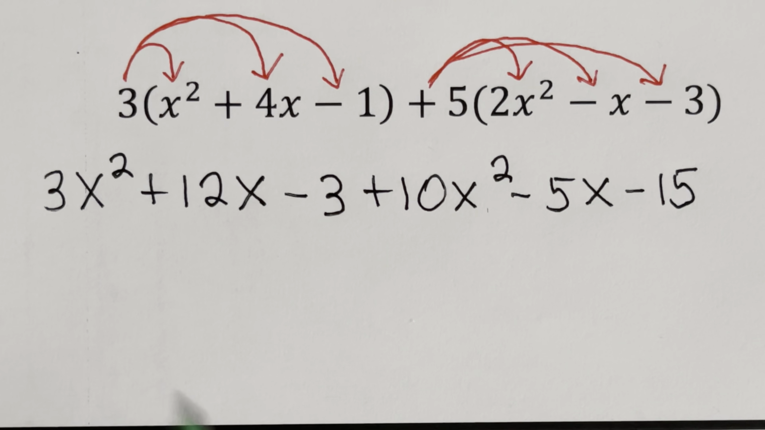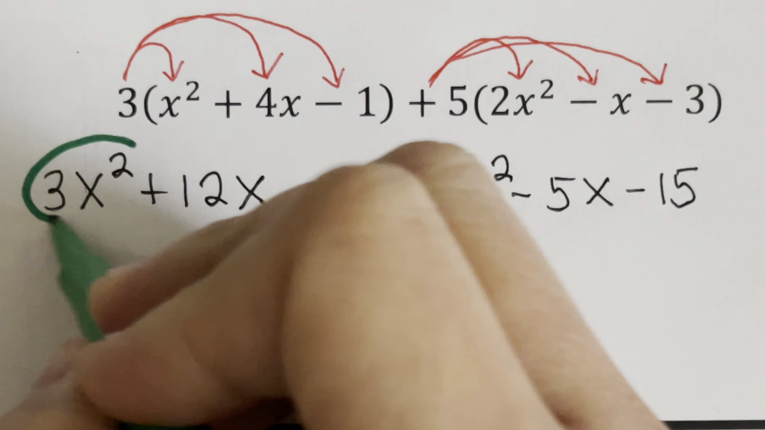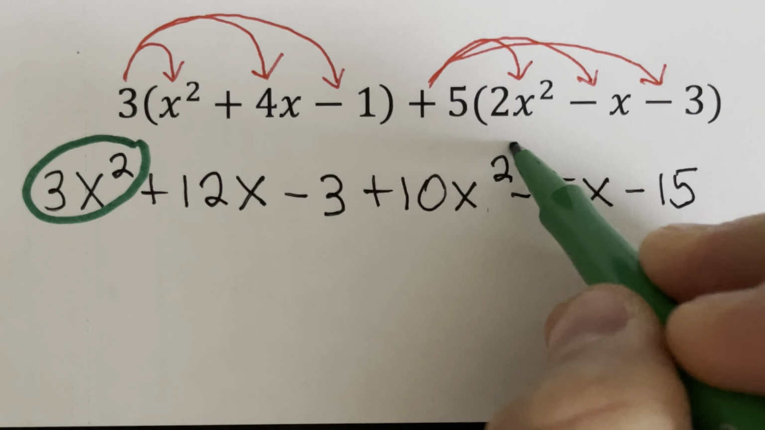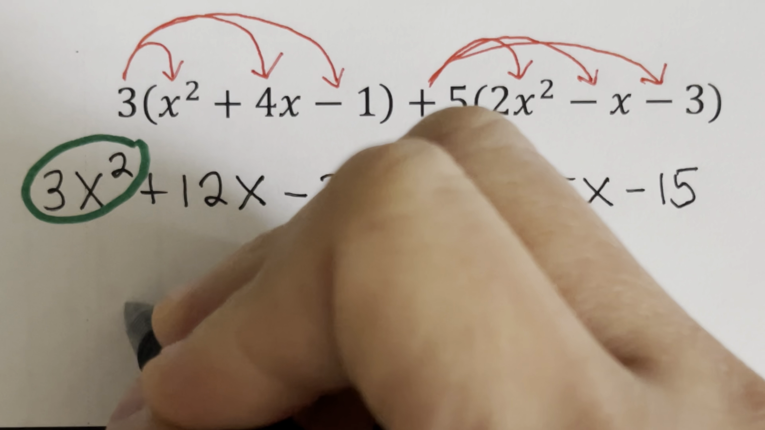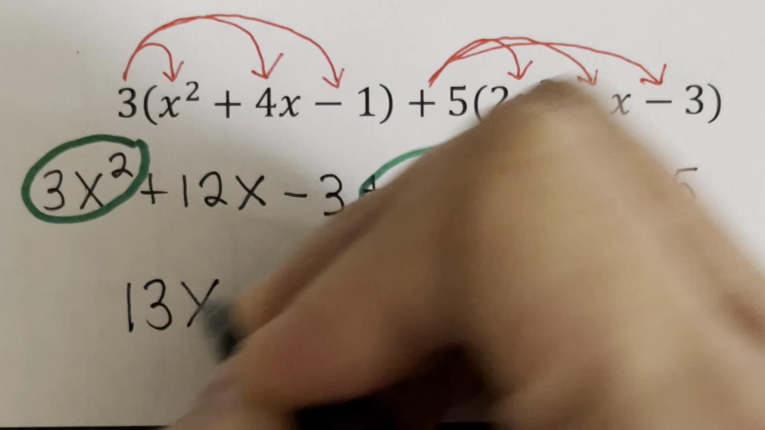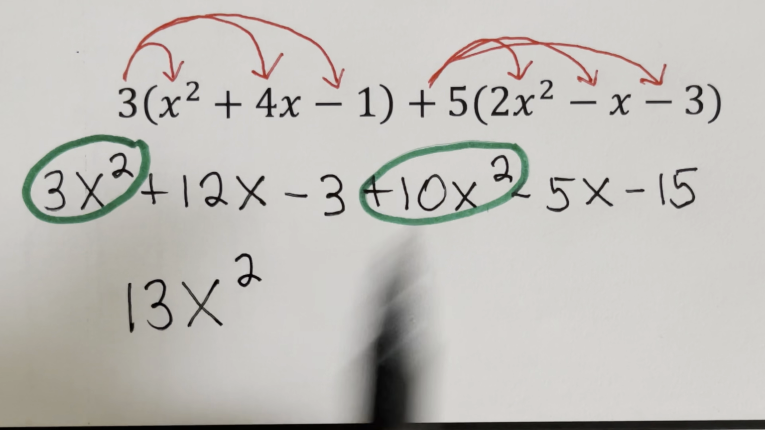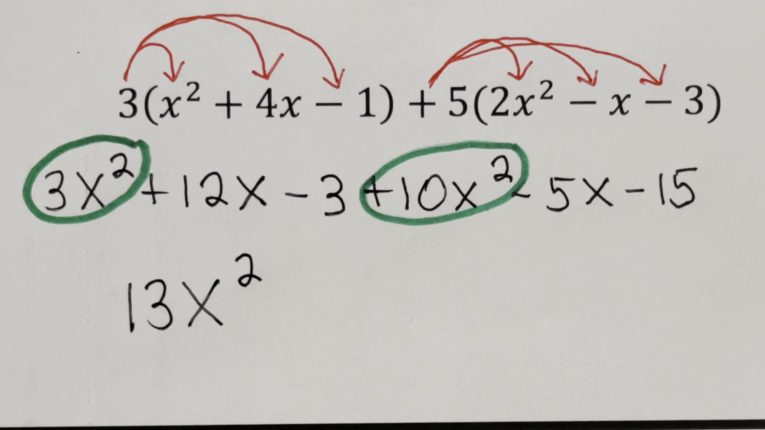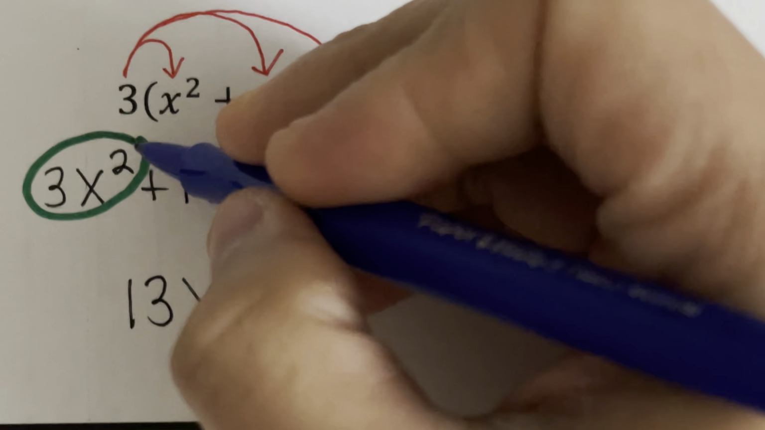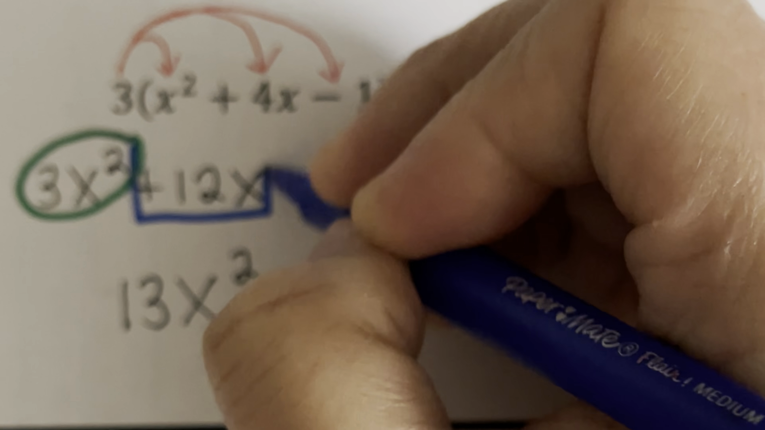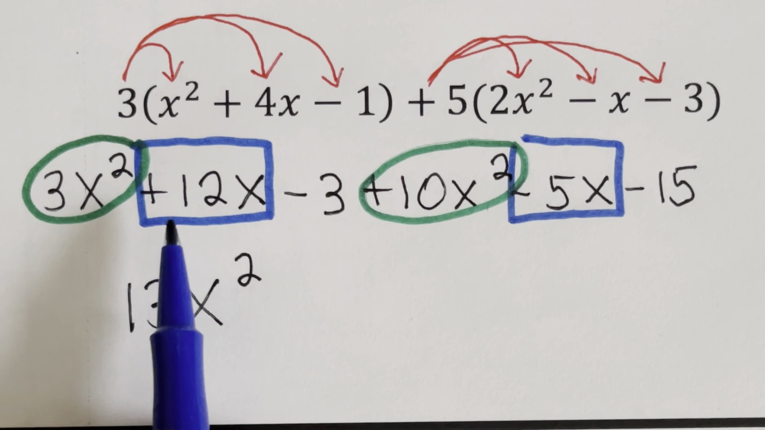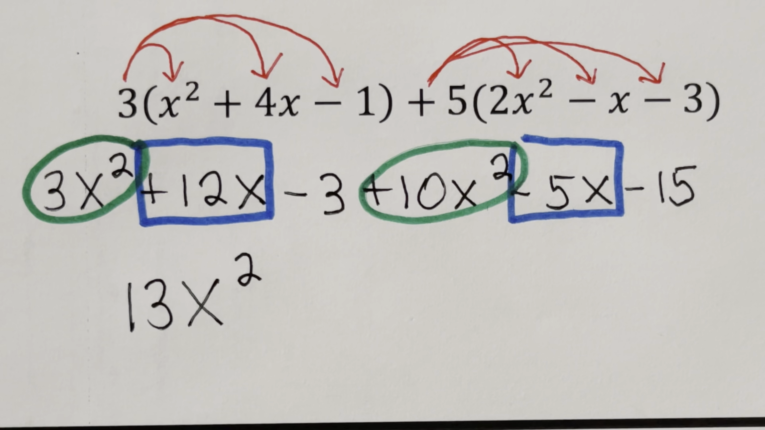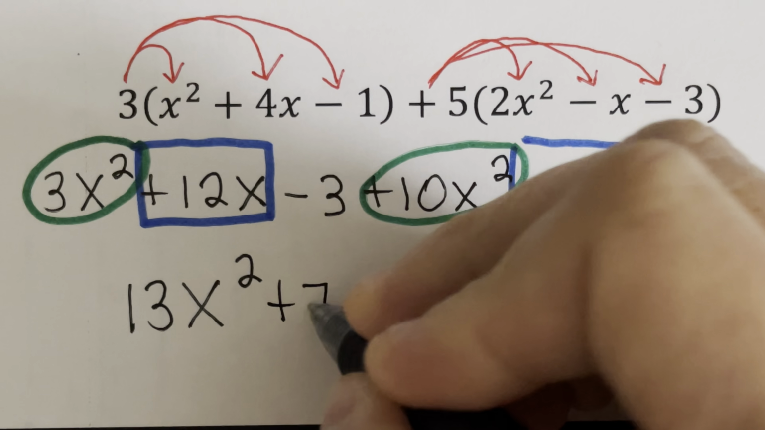So we start with the ones with x squared. So we have 3x squared plus 10x squared is 13x squared. So I write that down here. So it's 13x squared. That's the green circle. Now we combine the ones with x on them. So we have a positive 12x and then we also have a minus 5x. So 12x minus 5x is 7x. So that would be a positive 7x.